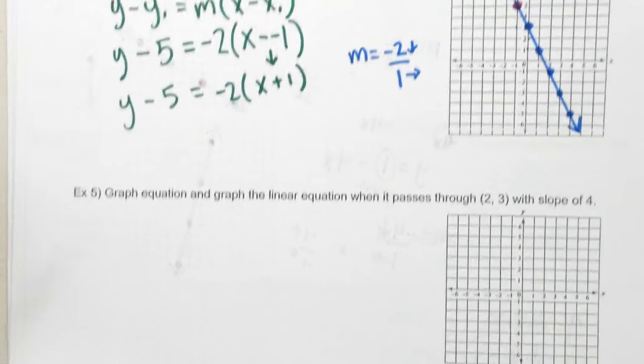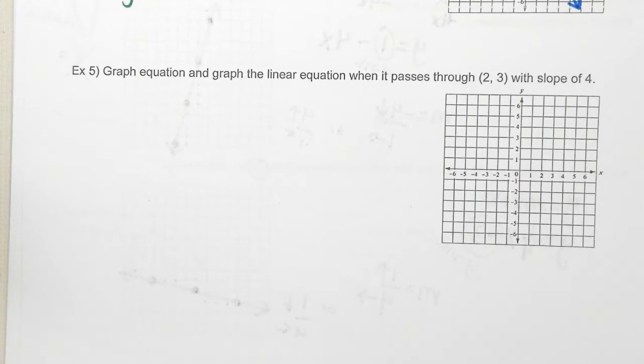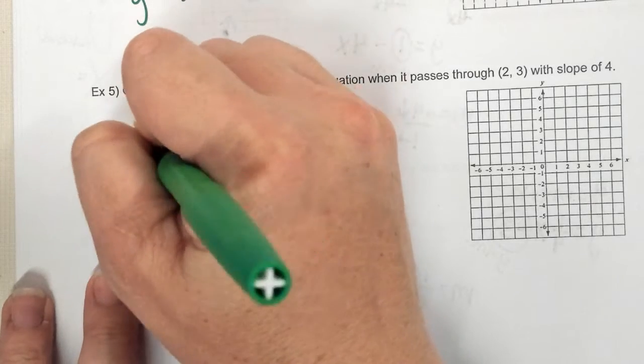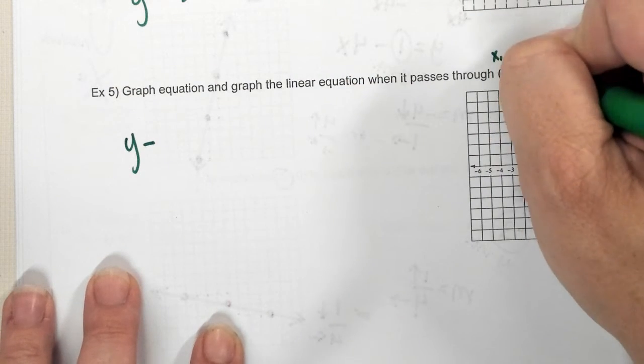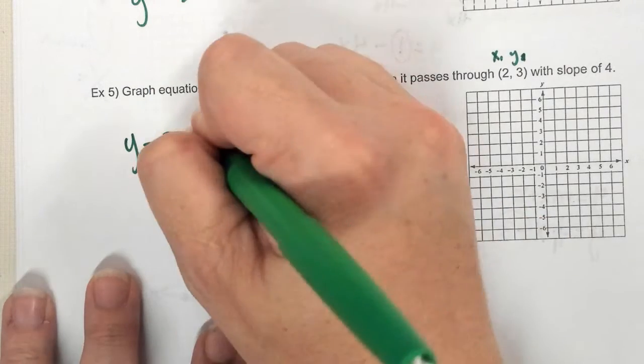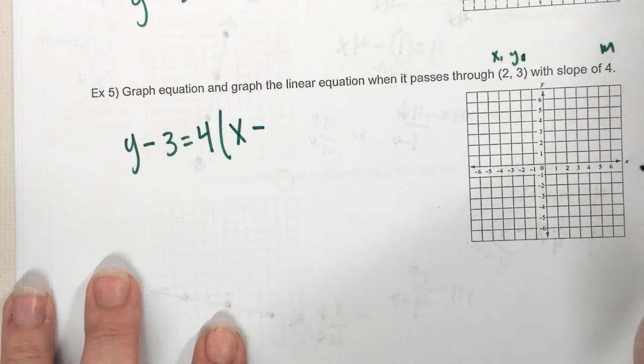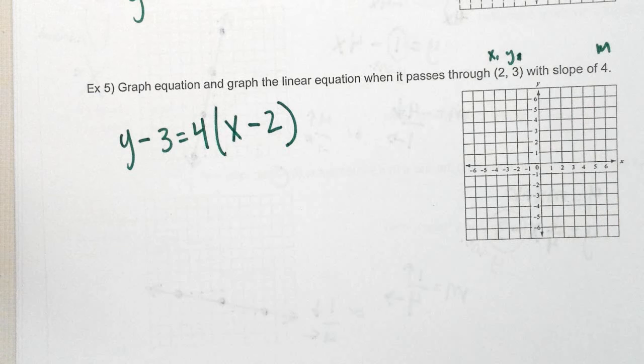Okay, one more, and then you'll practice. Write the equation and graph the linear equation when it passes through this point with this slope. So again, y minus, well, what is your y1? 3 equals, what's my slope? 4. Parentheses x minus, what's my x1? There you go. So that one was simple because there was no flipping of any signs.